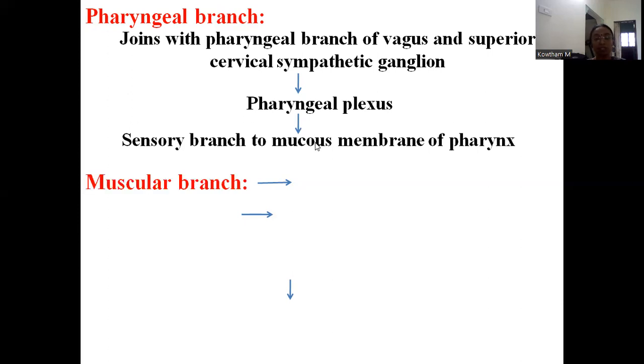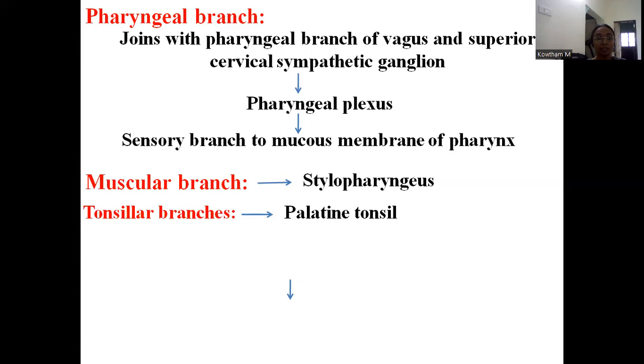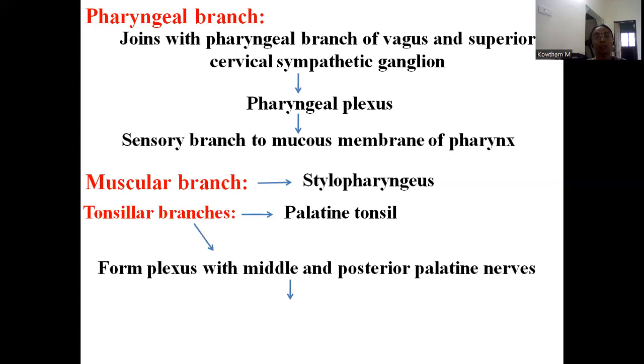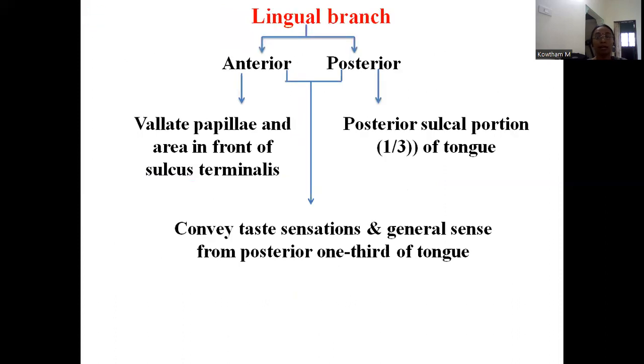Then next we will see the next branch. The next branch is the muscular branch. Since it is the nerve of the third pharyngeal arch, the only muscle derived from the third pharyngeal arch is the stylopharyngeus, which is supplied by the glossopharyngeal nerve. The next branch is the tonsillar branch, which supplies the palatine tonsil. Then this tonsillar branch joins with the middle and posterior palatine nerves to form a plexus, which supplies the soft palate.